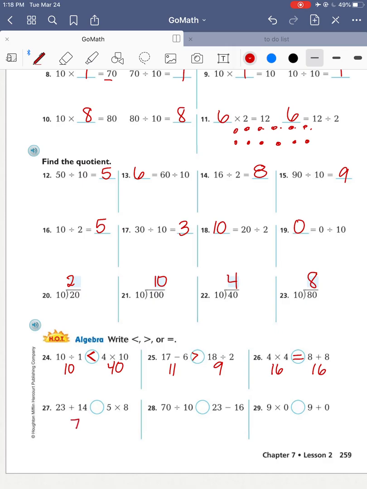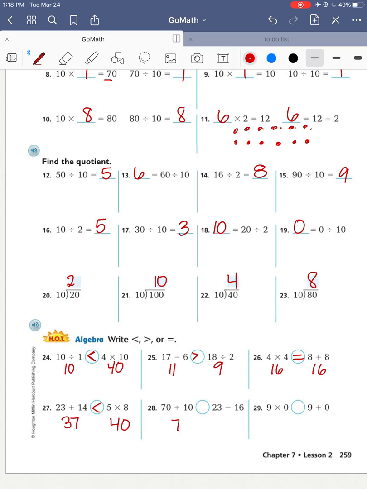23 plus 14 is 47. Wait, no, it's not. Oh, man. 37. 5 times 8 is 40. So 37 is less than 40.